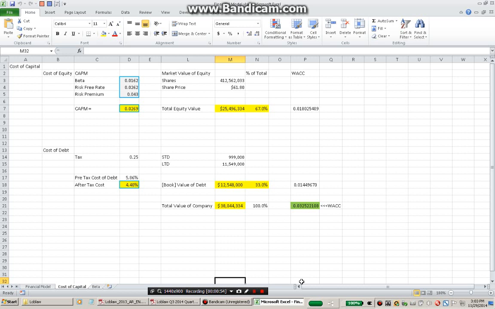However, it's more conservative or prudent to include lease obligations as debt. Because if you think about it, if you have a mortgage on a house, that is debt. If you don't pay your mortgage, the bank, in simpler terms, will have the right to your house. And that goes the same for a lease.